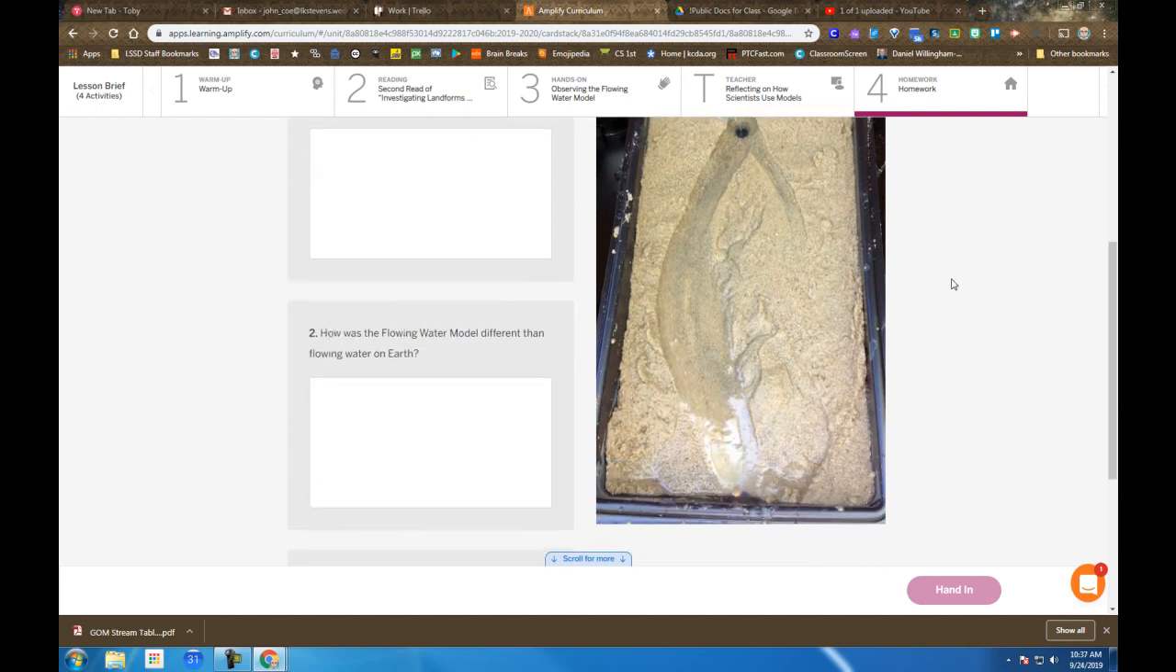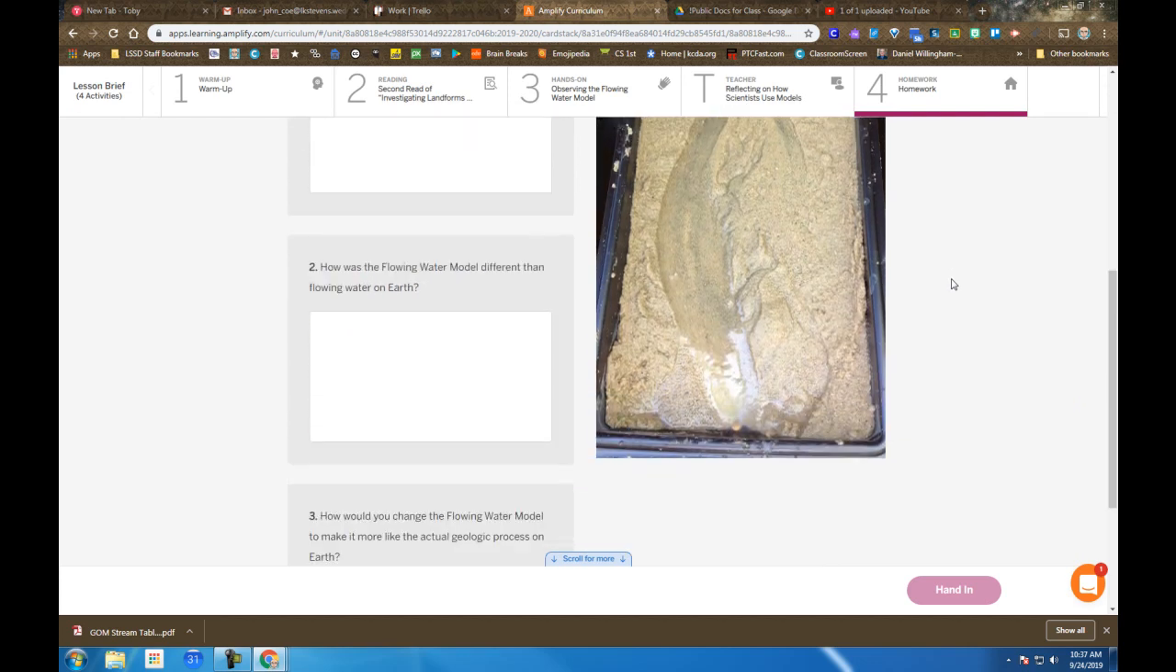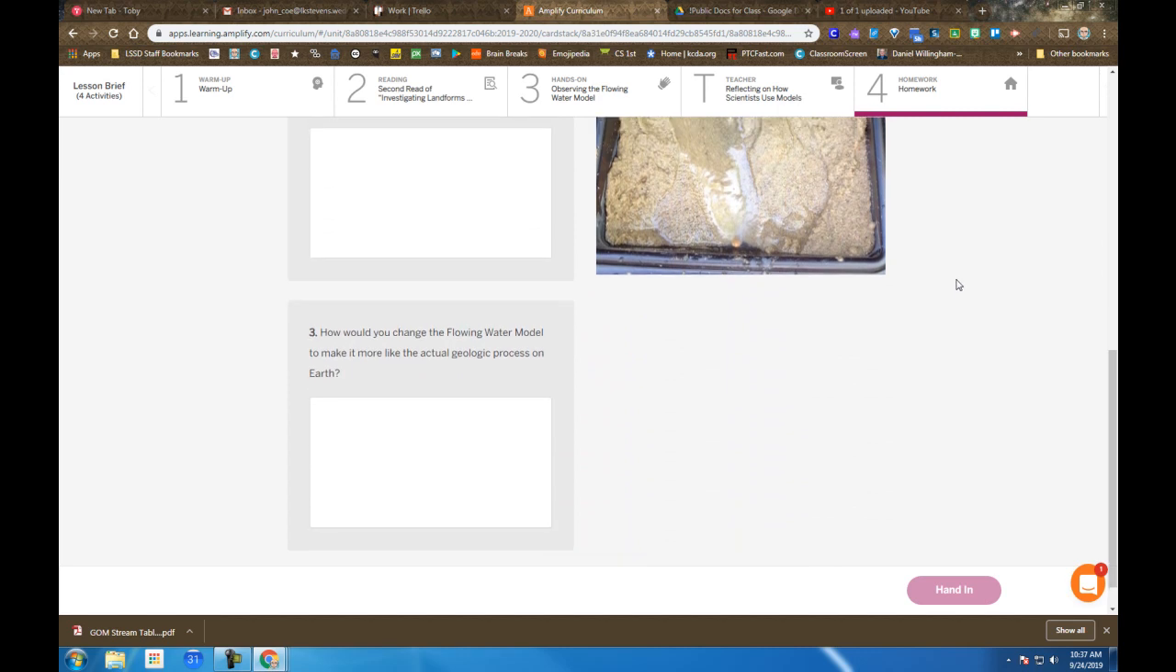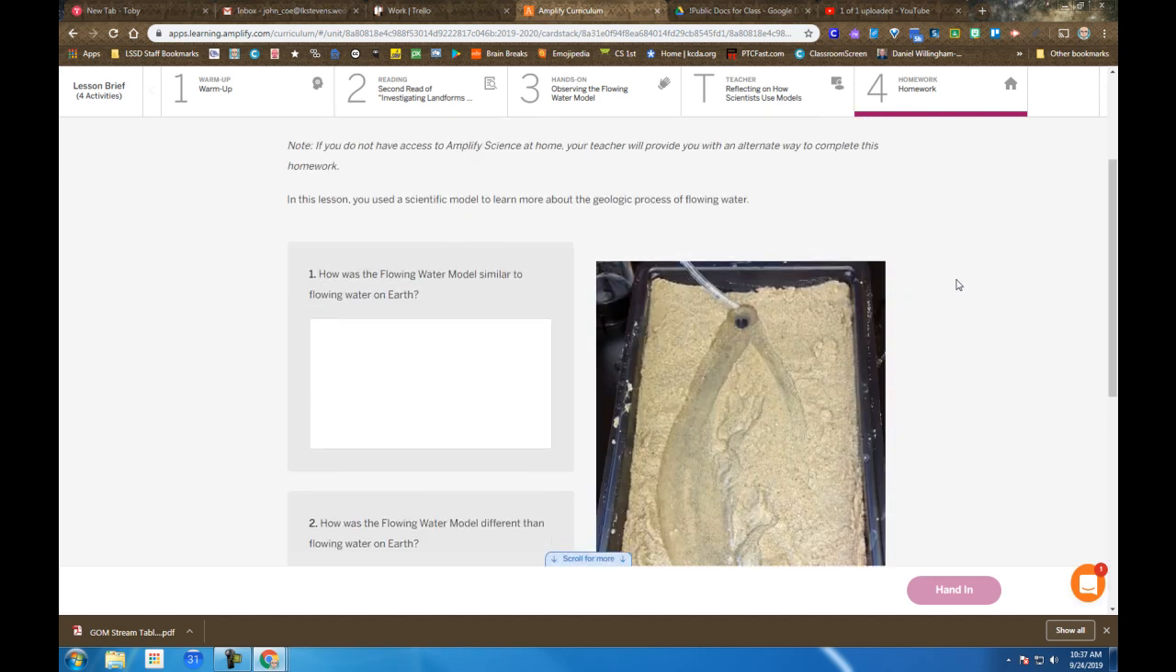And then homework. This is going to carry over for some students into the next day's warm-up, but they're asked about the stream table model in 3 questions, and that wraps up lesson 2.3, or sorry, 2.2.